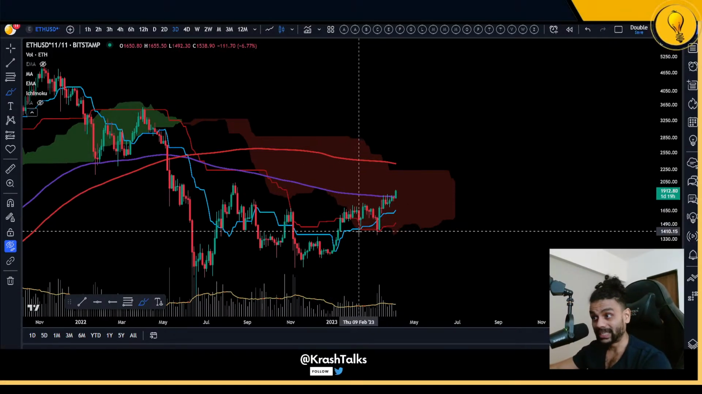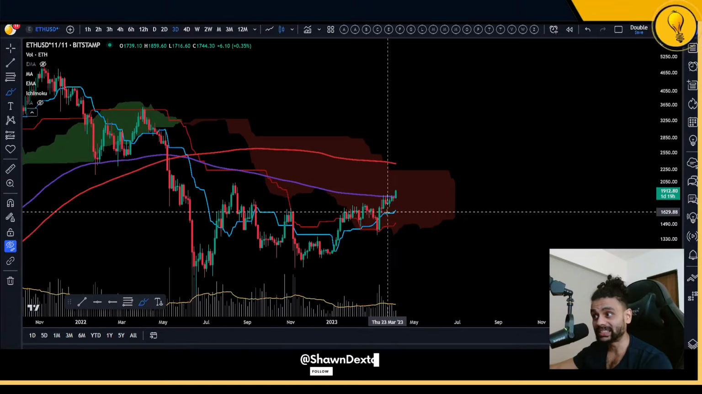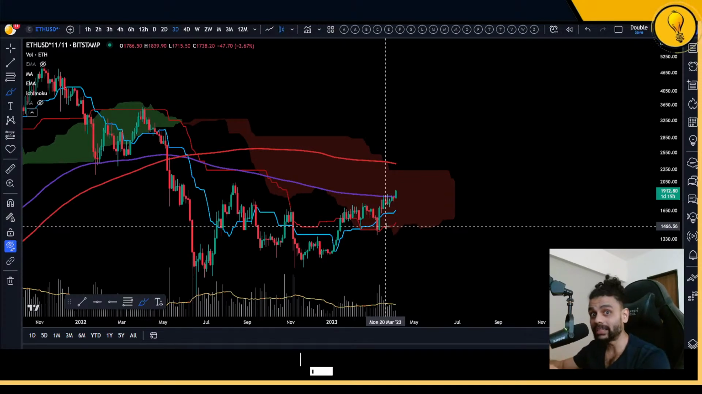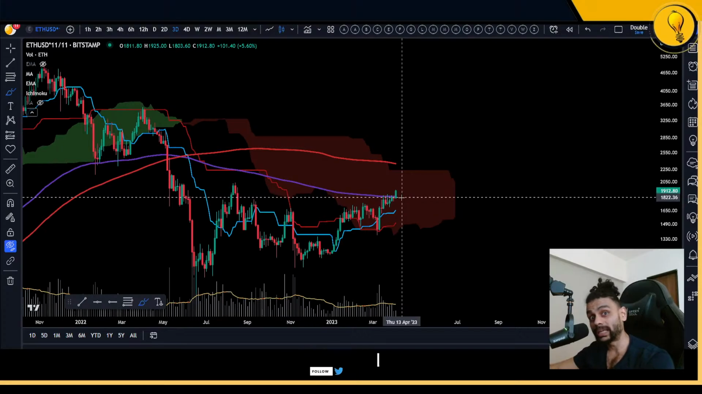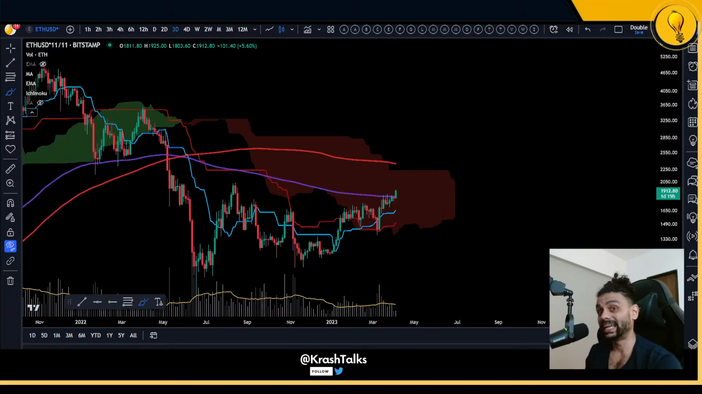Broken to the cloud, tested the bottom of the cloud, tested the TK, TK held, bullish TK is still in place. Tested the TK again, TK held, TK widened, bullish TK still in place, equilibrium still in place. Tested the 200 exponential moving average, rejection, rejection, rejection, but grinded up against it, broke it, not confirmed it just yet. We're about to confirm this in a day and 19 hours.